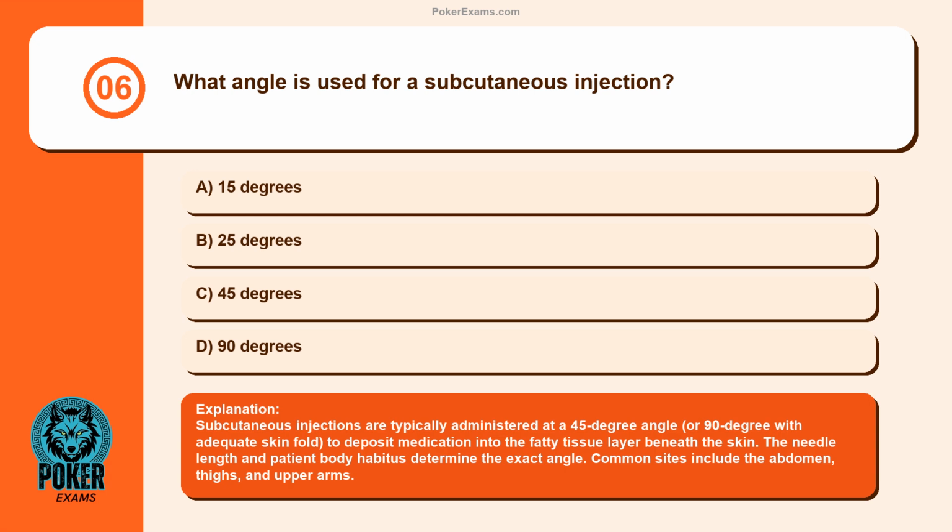Subcutaneous injections are typically administered at a 45-degree angle or 90-degree with adequate skin fold to deposit medication into the fatty tissue layer beneath the skin. The needle length and patient body habitus determine the exact angle. Common sites include the abdomen, thighs, and upper arms.